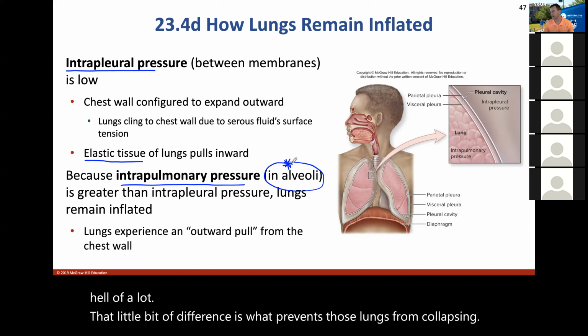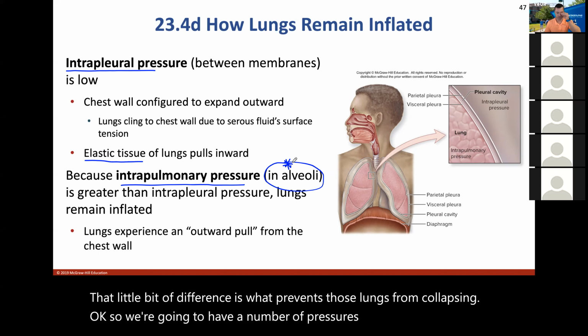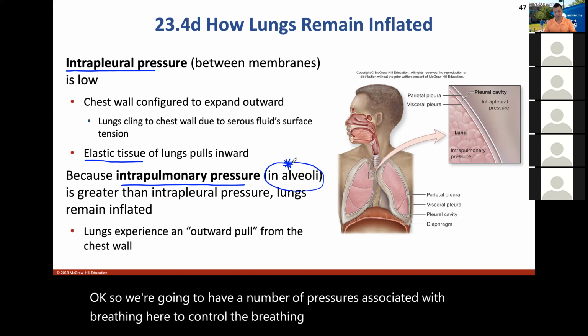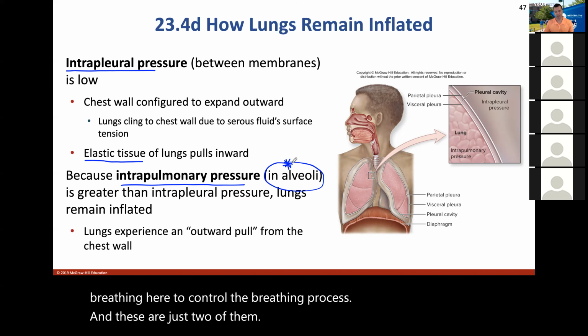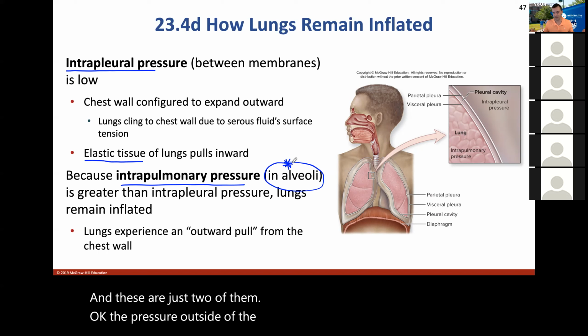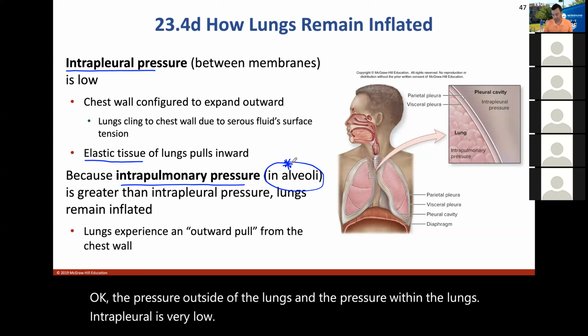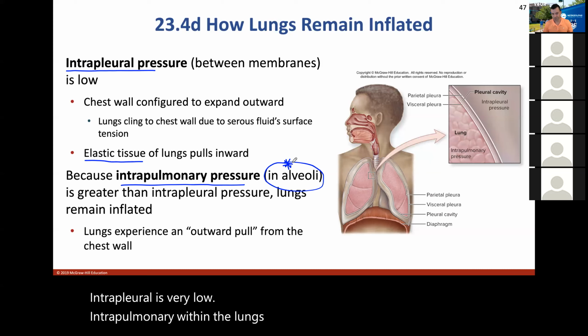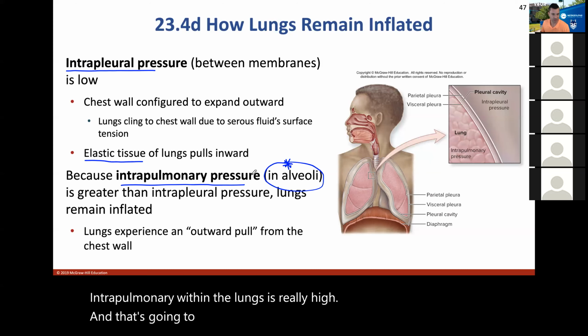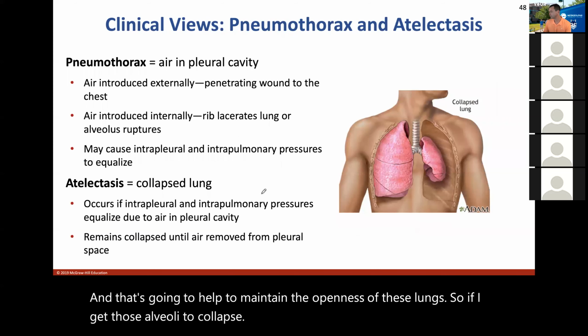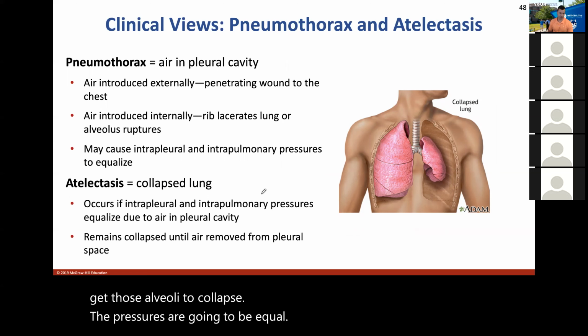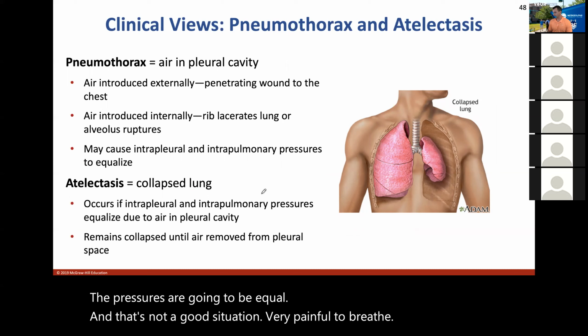So we're going to have a number of pressures associated with breathing to control the breathing process. And these are just two of them: the pressure outside of the lungs and the pressure within the lungs. Intrapleural is very low. Intrapulmonary, within the lungs, is really high. And that's going to help to maintain the openness of these lungs. If I get those alveoli to collapse, the pressures are going to be equal. And that's not a good situation. Very painful to breathe.